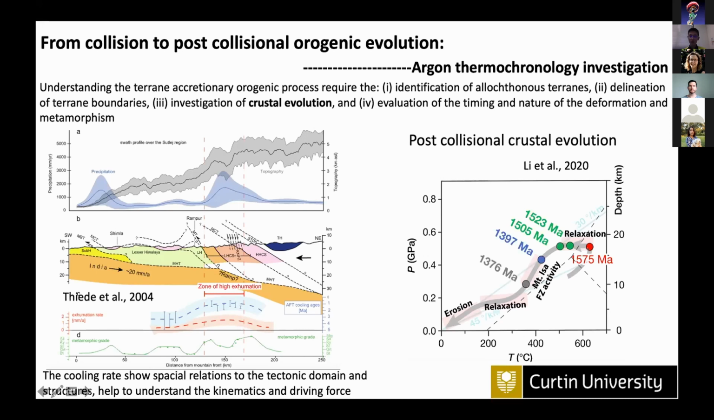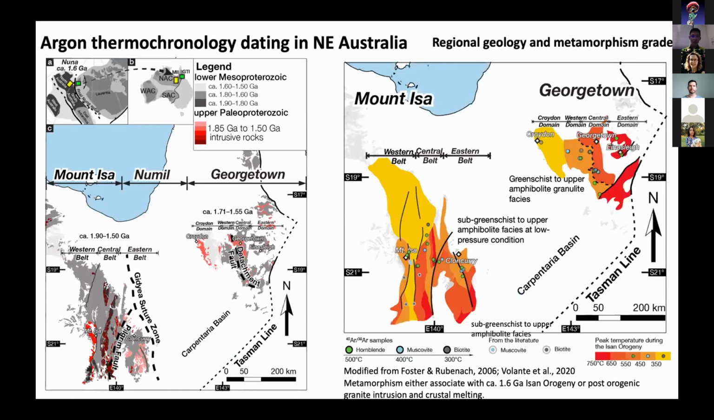Another application of this method is that it can fulfill your PT path, testing what happens after the collision, how the metamorphism, the pressure or temperature, can change, to make the story more complete. So what we do is we go to the Mount Isa and Georgetown inliers. You probably know the region pretty well. I will just simplify the regional geology.